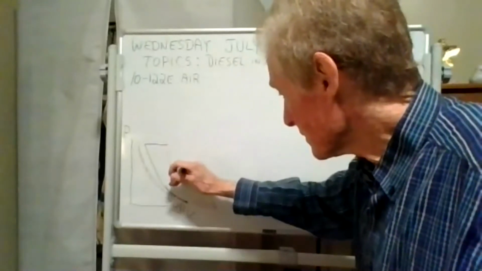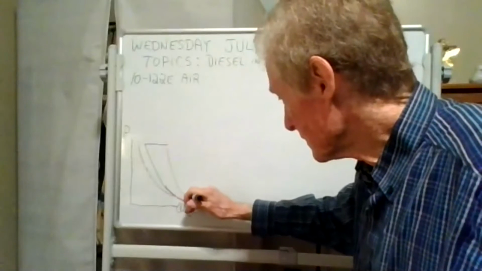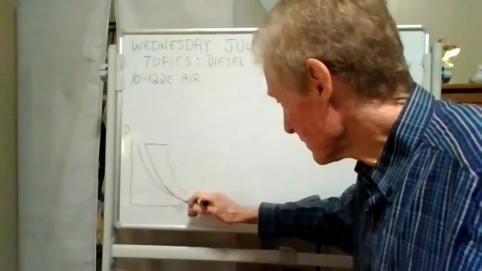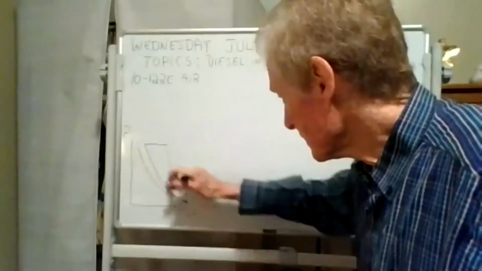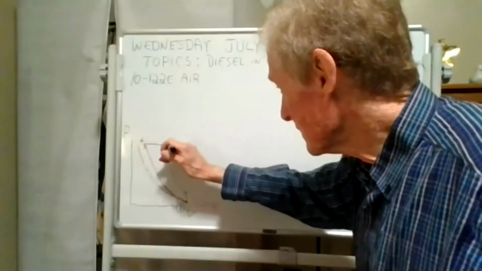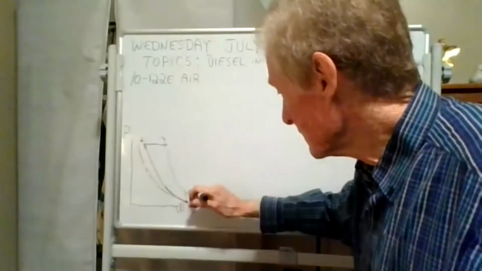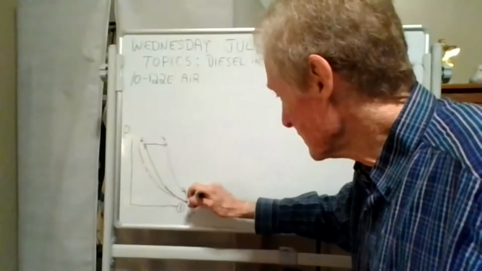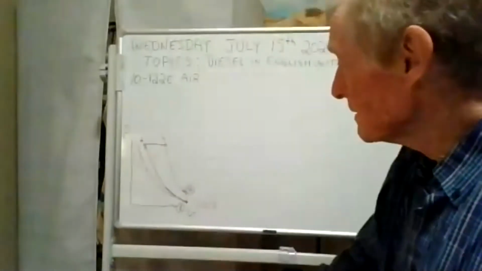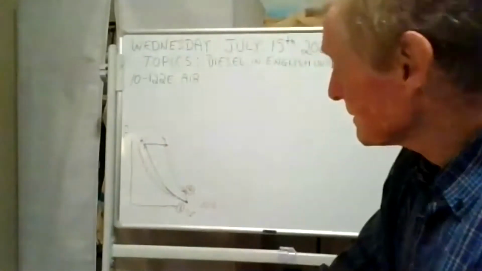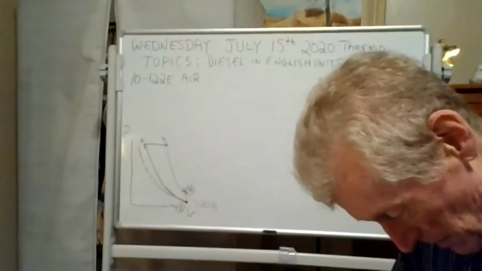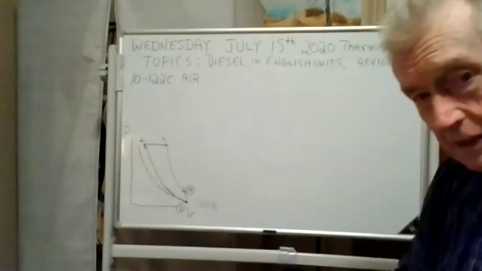And then there's the power stroke. Okay, that's your PV diagram. Now they said the maximum temperature is 3200 Rankine.